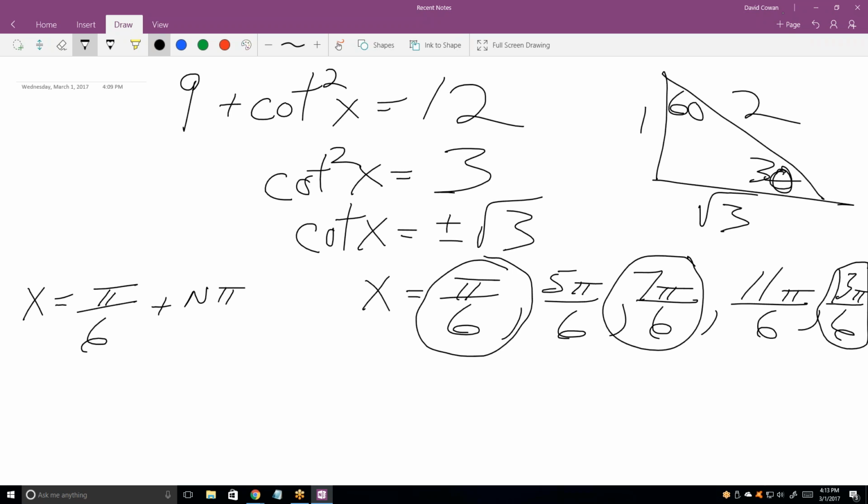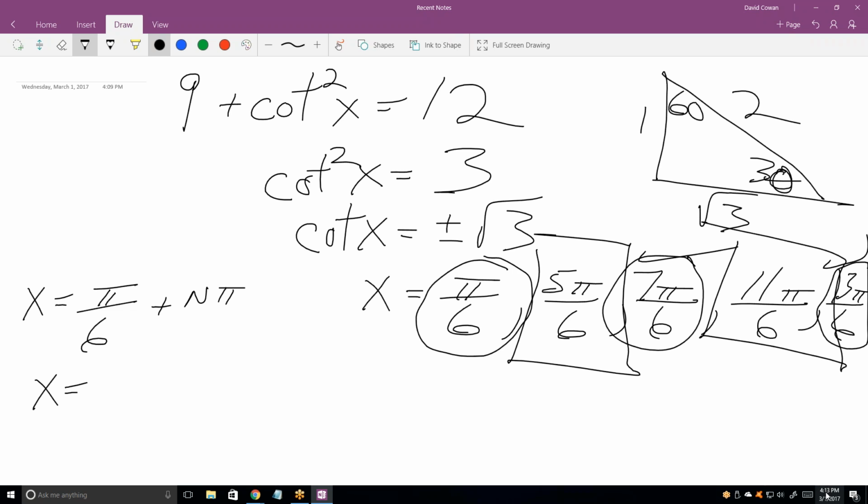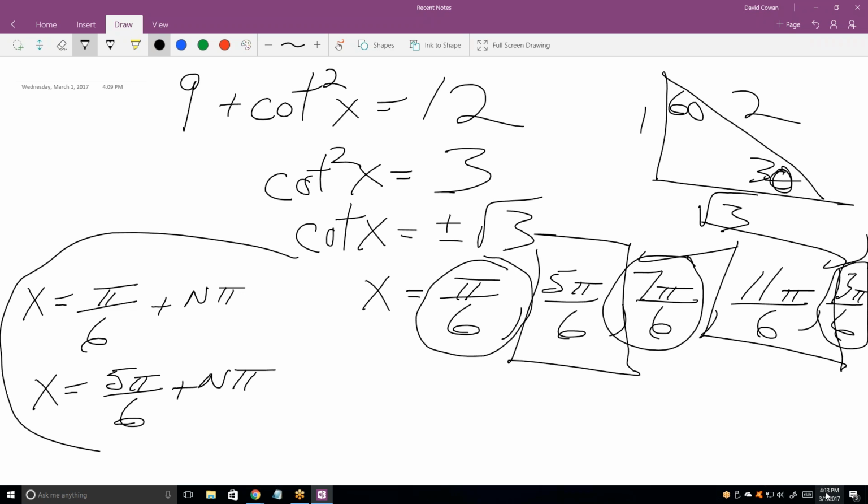Well, notice that they're each separated by 6 pi over 6. That's pi. In other words, when n is 1, I get this. When n is 2, I get that. Every other term is going to be these terms here. How do I express those answers? 5 pi over 6 plus N pi. Now, I might be wrong, but I do not believe there's a way to express both of those in one.